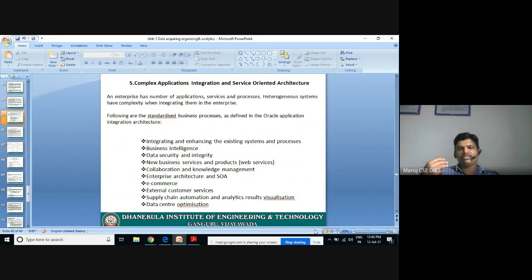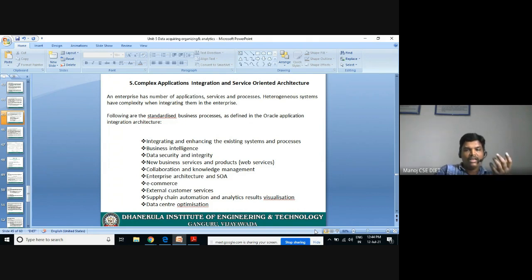So even external customer services, post-purchase services, or various types of services regarding this commerce, and supply chain automation are there. Even you can do some analytics regarding these results, and we can visualize all those analytics in terms of results with the help of this Oracle application. Even data center management and data center optimization can be done perfectly here with effective steps and standardized business processes, as shown on this current slide, as I explained.